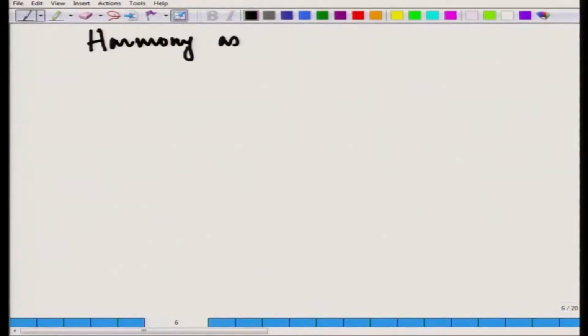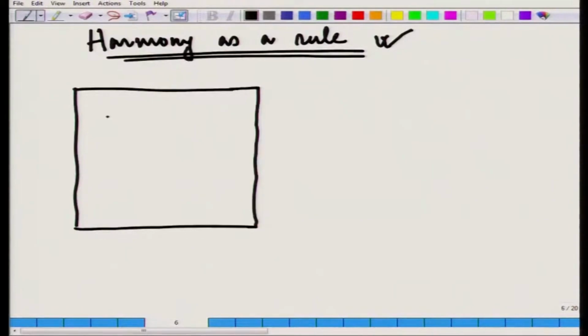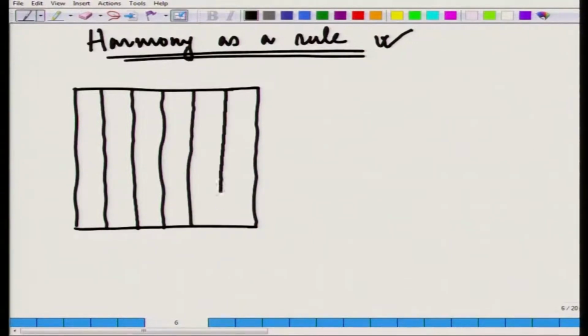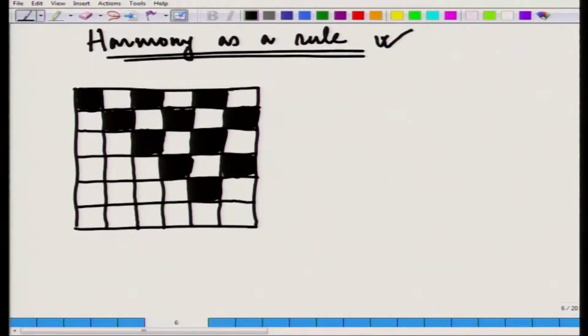Harmony as a rule. Let us see how it works. So, if we say that harmony is the compulsory rule, then this is one example of a visual that has total harmony. Now, we can make it more harmonious and meaningful if we convert this pattern into a known pattern, that is of a chessboard's pattern.